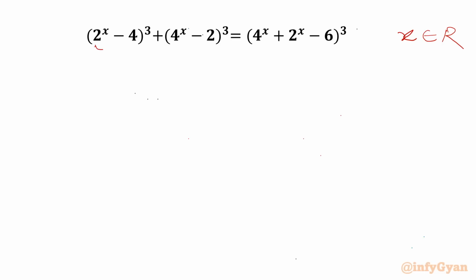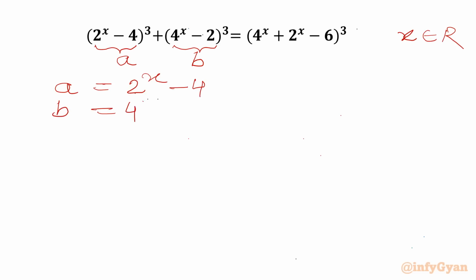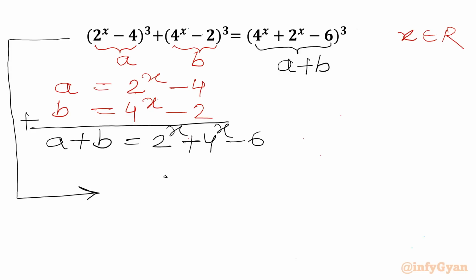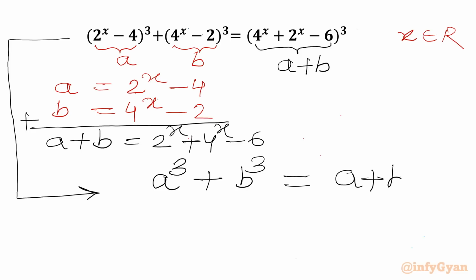So let's get started. Straight away, I will consider this bracket equal to A and this bracket B. So A = 2^x − 4 and B = 4^x − 2. Now I will add both the equations. A + B will become 2^x + 4^x − 4 − 2, which is minus 6, which is written here. So this bracket is A + B. So I can write our equation as A^3 + B^3 = (A + B)^3.